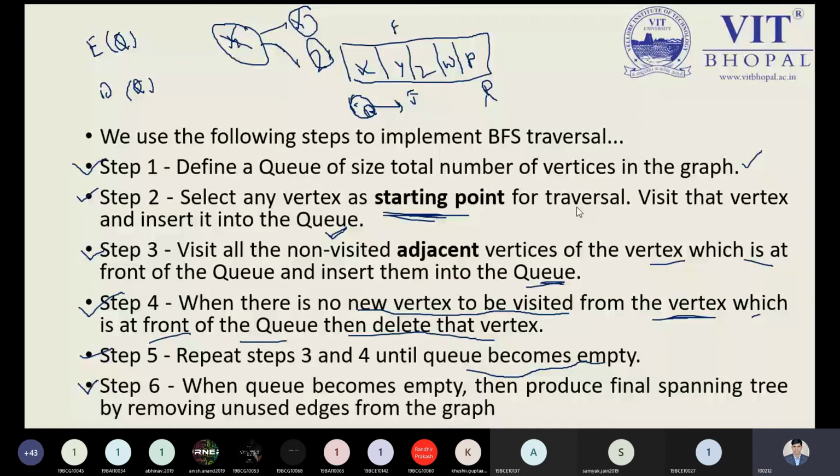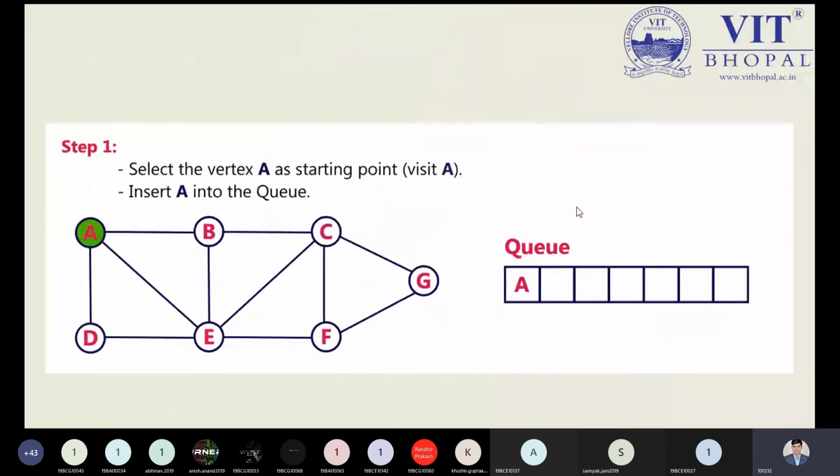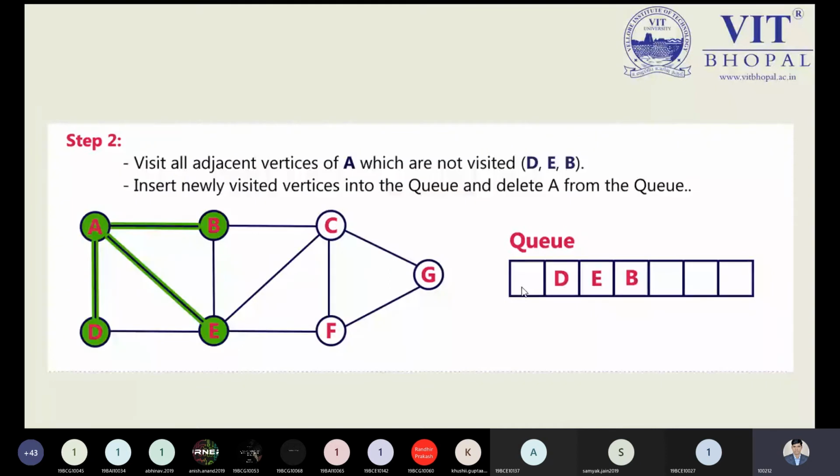So let us understand this question step by step. Select the vertex A as the starting point. So visit the node A, our vertex A. A is to be inserted into our queue, that is A here. So A is visited. Now is it okay? Yes, sir. Step by step, if you have any problem, then you can ask me. Now see this step and tell me, what is the problem?